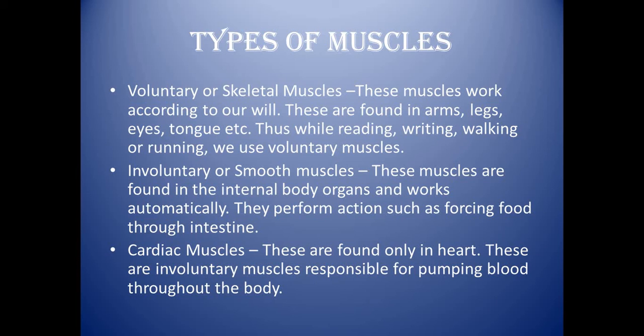Involuntary or smooth muscles. These muscles are found in the internal body organs and work automatically. They perform actions such as forcing food through the intestine. Cardiac muscles. These are found only in the heart. These are involuntary muscles responsible for pumping blood throughout the body.